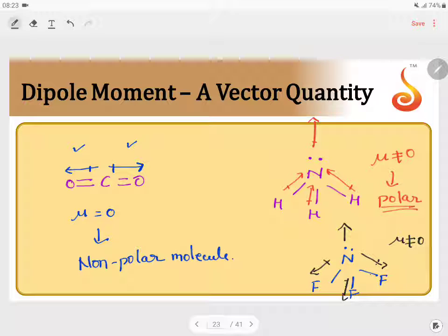Here also it is a polar molecule, because the polarity of these three bonds are not exactly cancelled. Some value will be cancelled, not the entire value. Therefore, it has a dipole moment value, but it is definitely lesser compared to NH3.